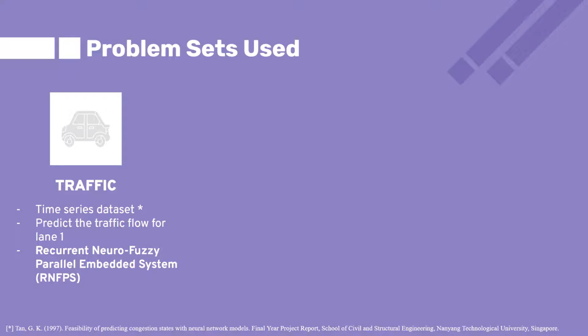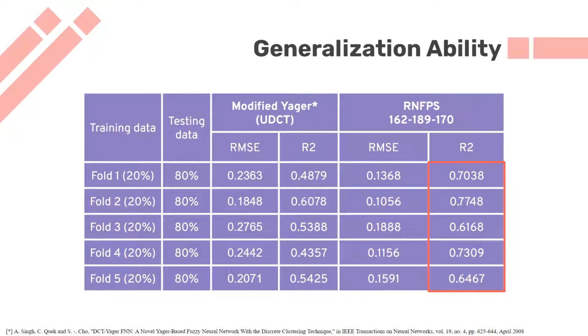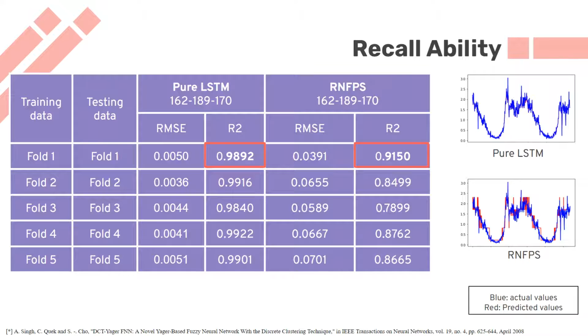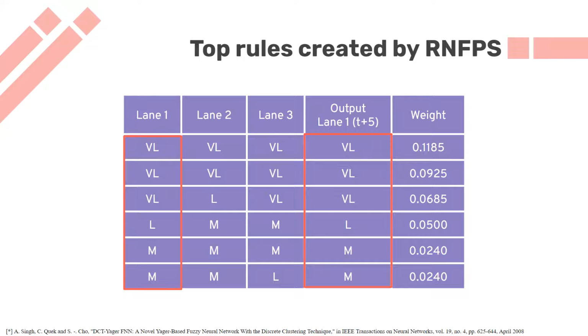I've also tested the traffic dataset against RNFPS. The recall and generalization ability is indeed better than modified Jaeger and even modified Jaeger tagged with MLP. While compared to pure LSTM, the recall ability is quite similar to each other. However, there's a significant decrease in generalization ability for RNFPS. This is an example of rules created by RNFPS. An inference we can make by just looking at the top rules is that there might be a direct correlation between lane 1 and the output.